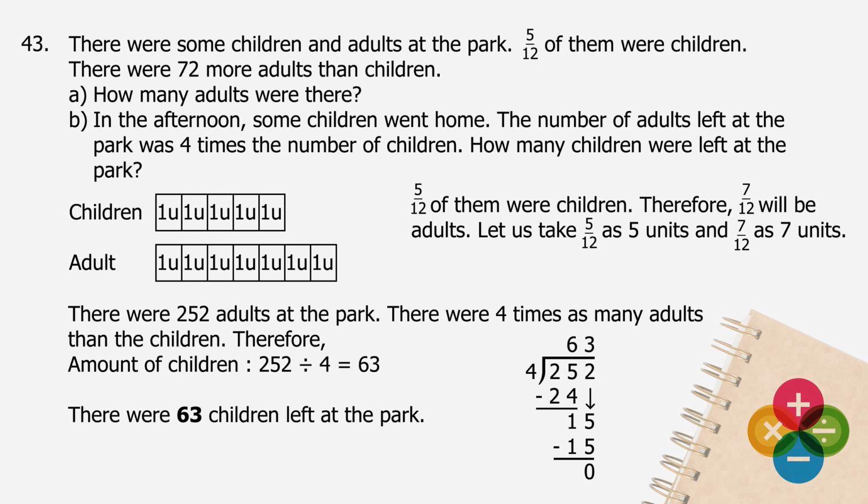B. In the afternoon, some children went home. The number of adults left at the park was 4 times the number of children. How many children were left at the park?